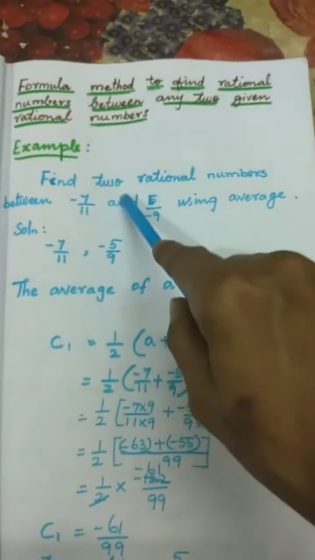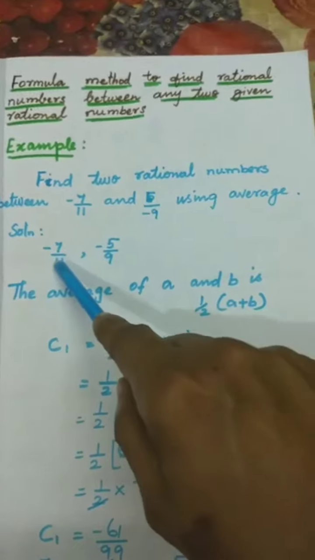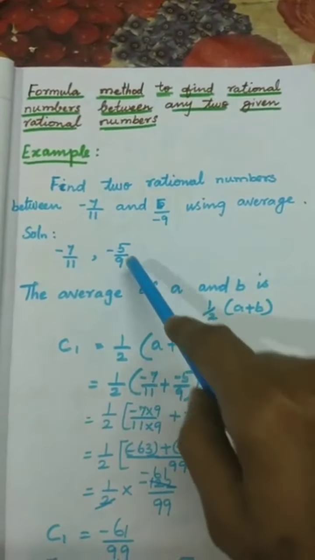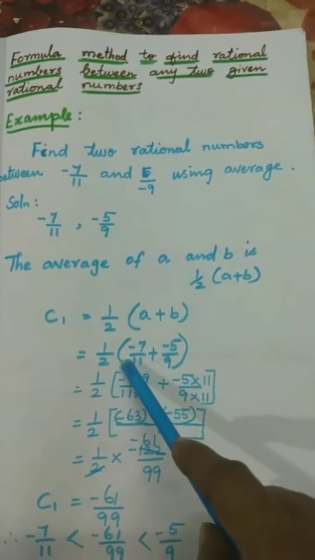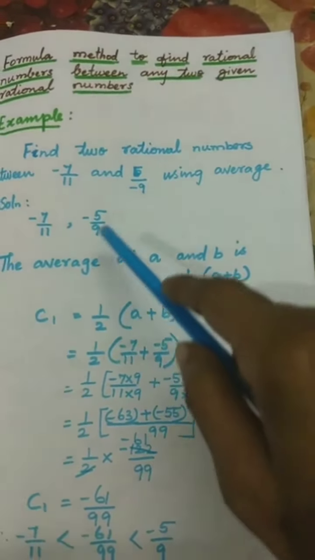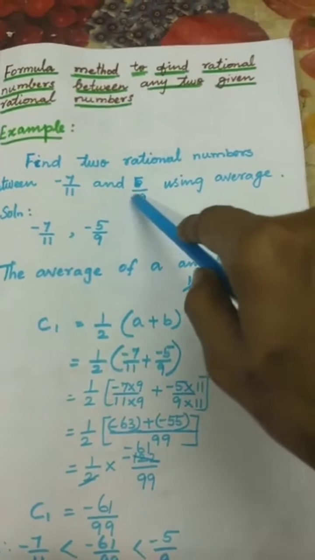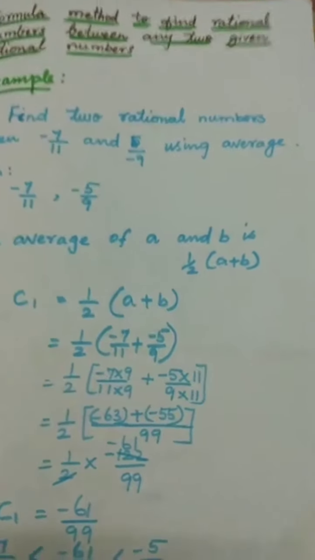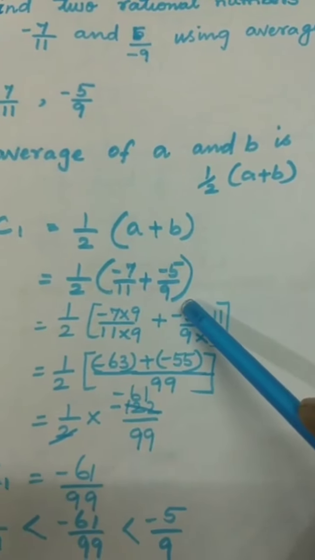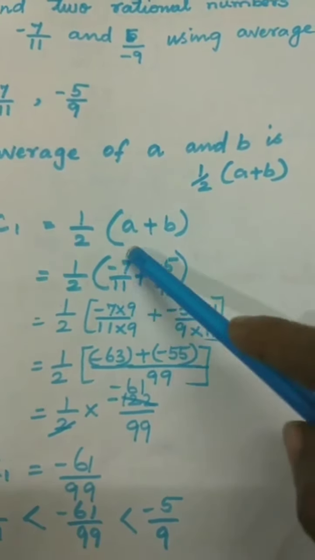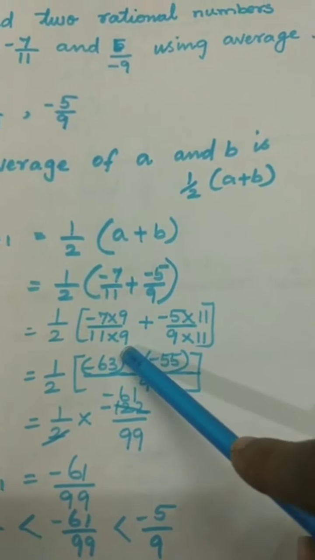Here they are asked to find two rational numbers. So we are going to take this as A and this as B. Then C1 is 1 by 2 into minus 7 by 11 plus minus 5 by 9. Here the denominator is negative, so you are bringing that negative sign to the numerator. Here the LCM is 99, so you are multiplying both numerator and denominator by 9.